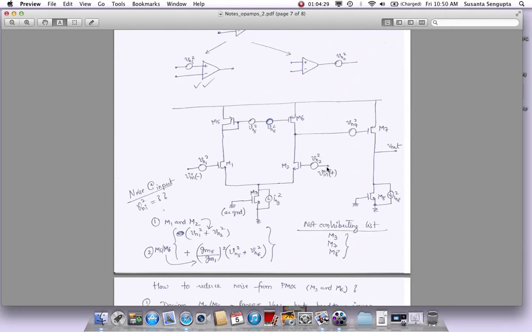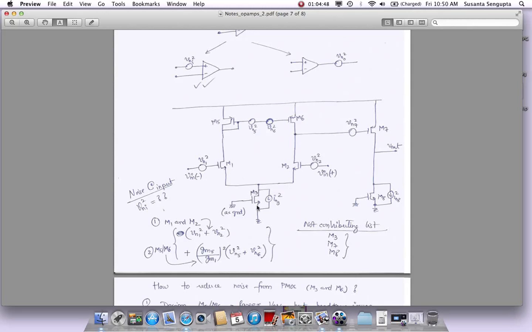These two noise sources which come at the input will add directly to this one. What we are trying to find out is the total noise at the input. What is this VNI square at the input? What is this value? So these two will add up directly. So VN1 square plus VN2 square.